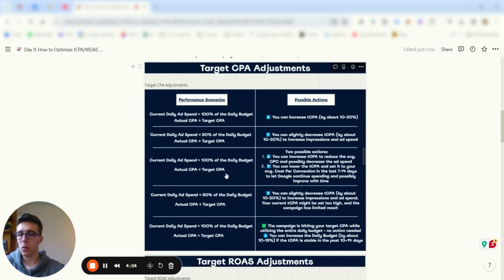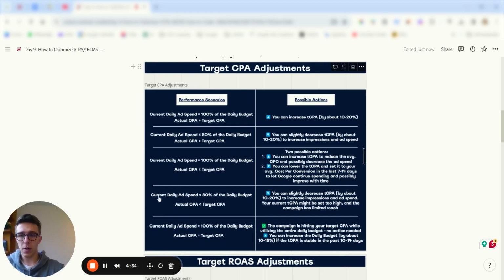Now, the third scenario, when you're spending your full daily budget and your actual CPA is lower than your target CPA, which is a good scenario to be in, you have two actions that you can take. You can increase the target CPA to reduce the average CPC and possibly decrease the ad spend, or you can lower the target CPA that you have adjusted and set it to your average cost per conversion in the last 7 to 14 days and let Google continue to spend and potentially improve with time, right?